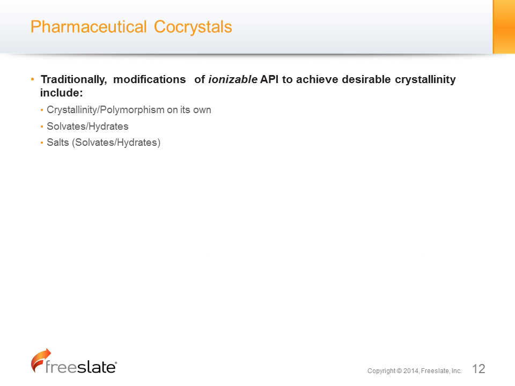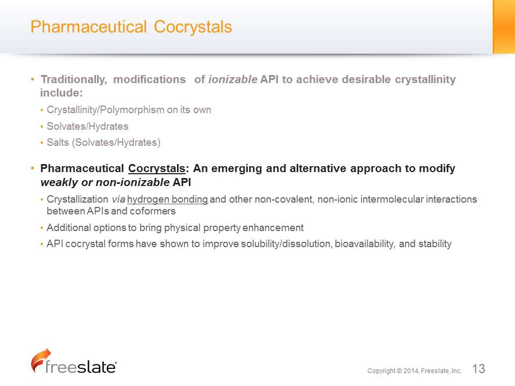So traditionally, modification of the API by forming a salt, if the API is ionizable, is a very common approach to solve this and find the crystalline form. You can get it by itself, just like what we said, or as solvates or salts. But pharmaceutical co-crystals are an emerging alternative. It's definitely new compared to salt formations. The crystallization is through hydrogen bonding or other non-covalent intermolecular interactions, and it does give you additional options in terms of crystal engineering. And APIs that form co-crystals have been shown to improve solubilities, bioavailabilities, and stabilities.